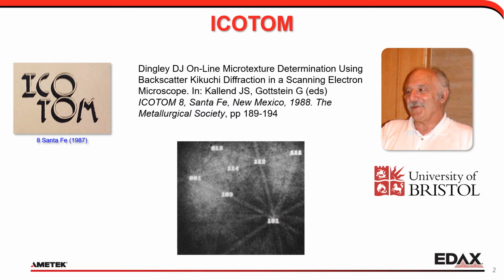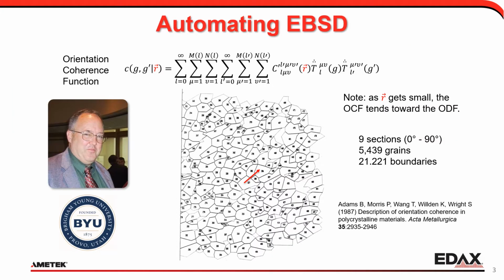My first ICOTOM was in Santa Fe in 1987, and at that ICOTOM, David Dingley gave a talk about EBSD. In attendance for that talk was Professor Brent Adams, who was my advisor at the time. I was just a young undergrad, and we were working on orientation coherence functions. And the idea there was to create a statistical description of the microstructure, particularly of the crystallographic orientations. And with that, we needed to measure point-specific orientations as rapidly as possible, and what we had done was already difficult with a lot of digitizing, which was my assignment. And so he recognized that EBSD could be a real solution to the challenges that he was facing.